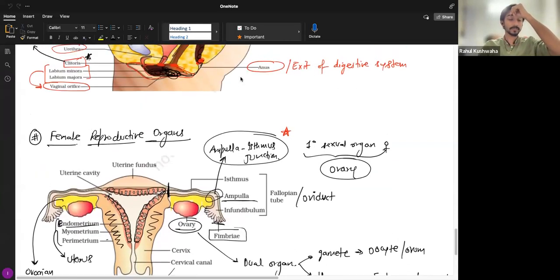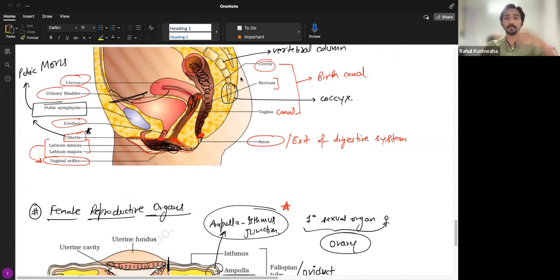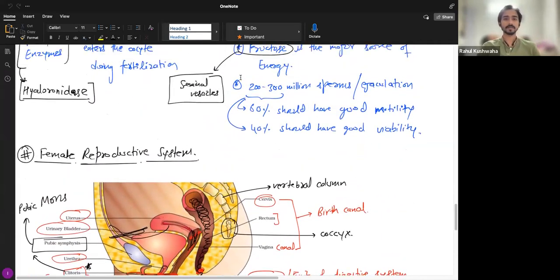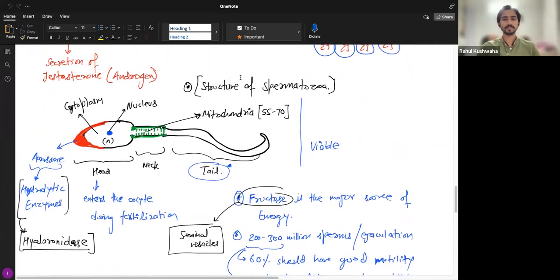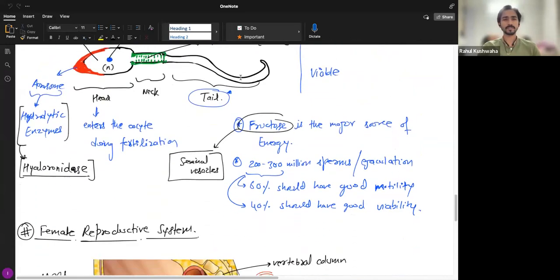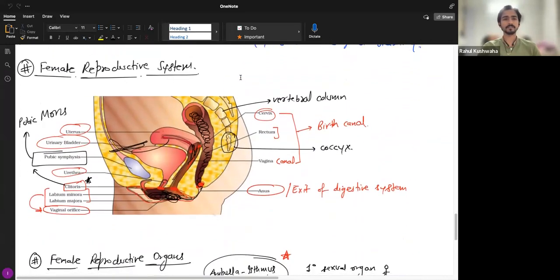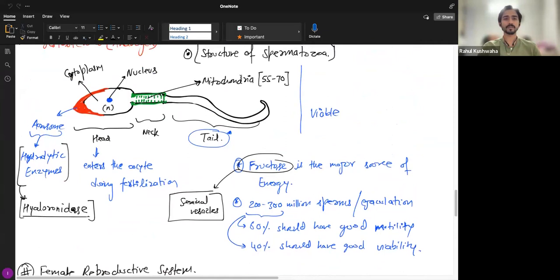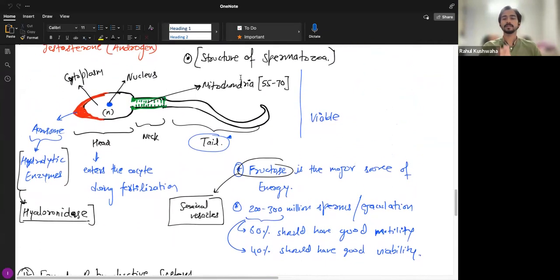So I think we stopped at the female reproductive organs in the last class, right? And we finished sperm as a cell and structure, and then went to the female reproductive system. Okay, yes, so let's quickly go through. Would you like to give a quick recap? Yes, sure. And if you have doubts, you can ask during the recap.